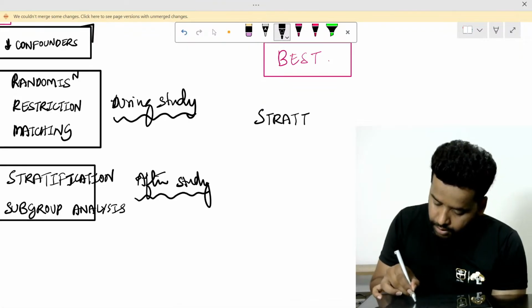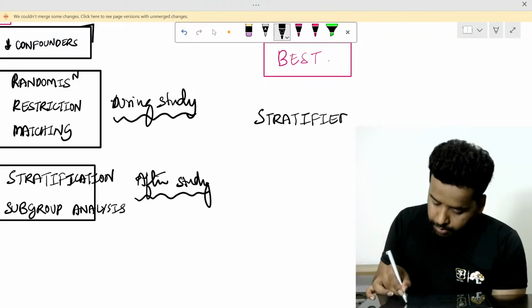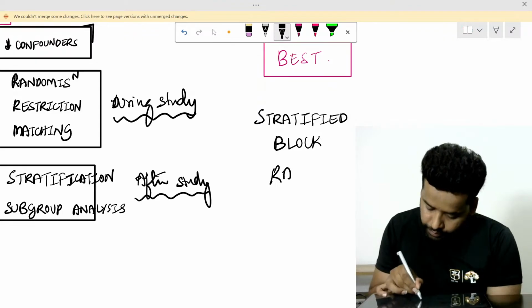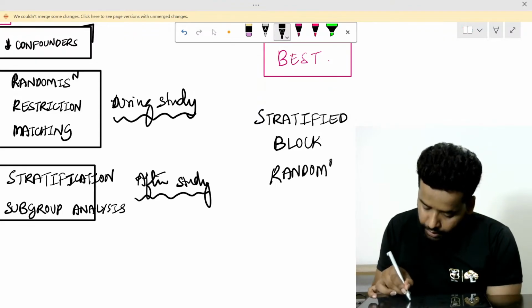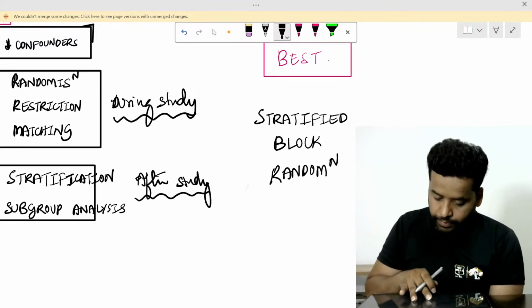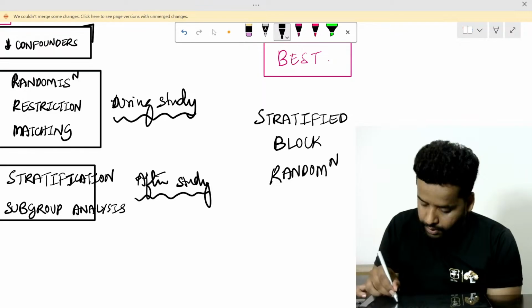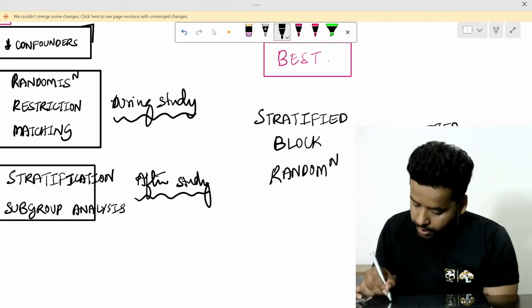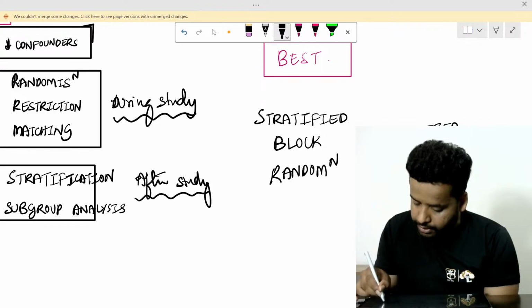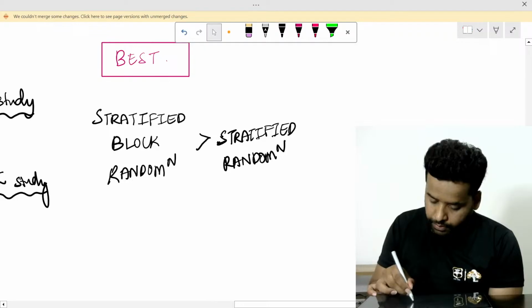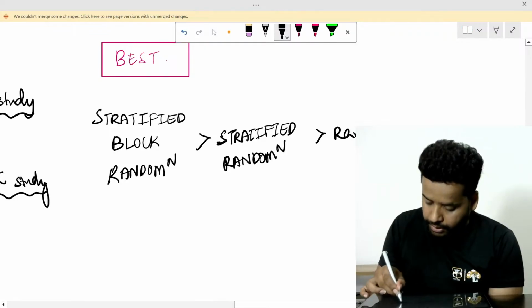Stratified block randomization. There is something called stratified block randomization. That is better than stratified randomization, and stratified randomization is better than randomization. You can go in sequence.